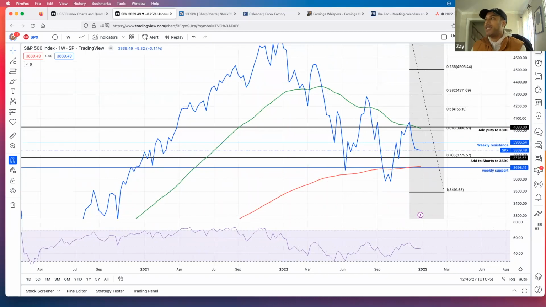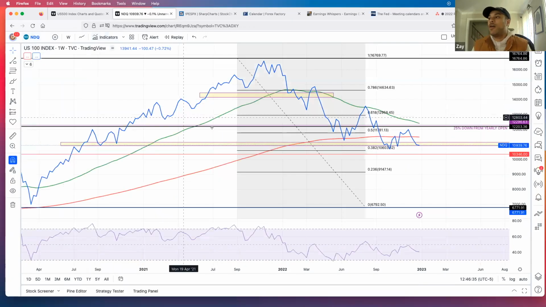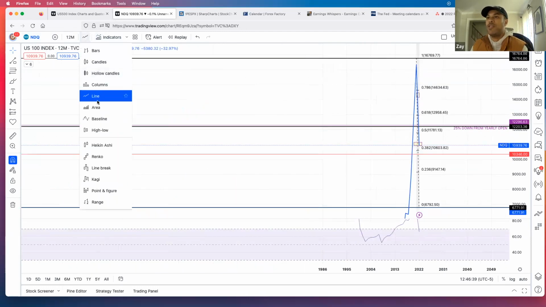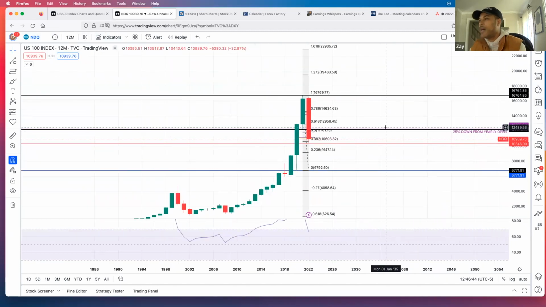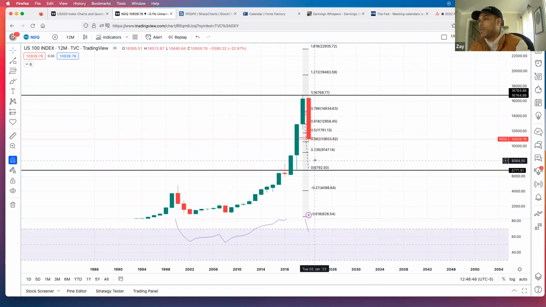So let's get into some of our other indices. Let's look at the NDX, that's going to be the Nasdaq, right? Let's put it on a 12-month. Now this one I actually am going to have to bust down a little bit more because I don't know if I've updated this chart. So let me remove some of this. I'm going to remove all of that.